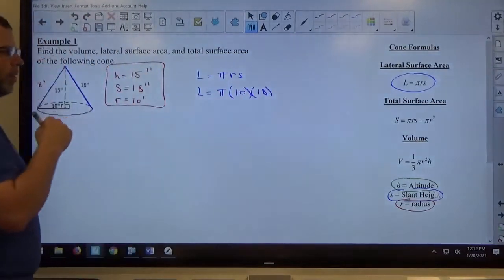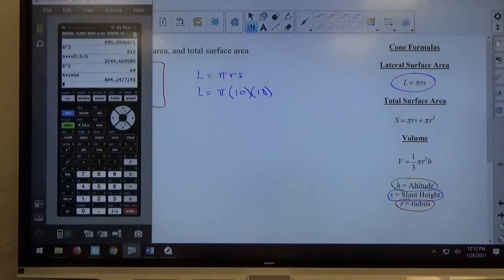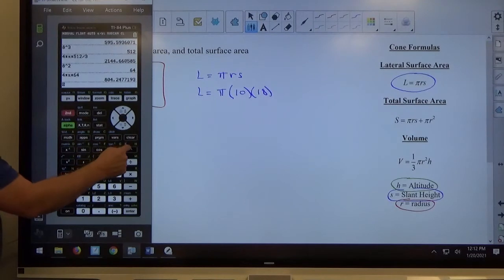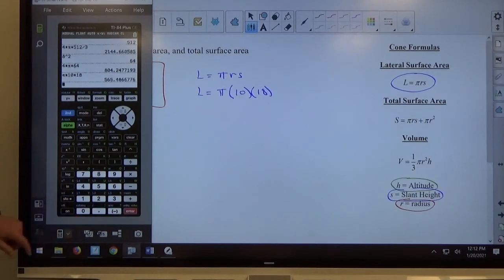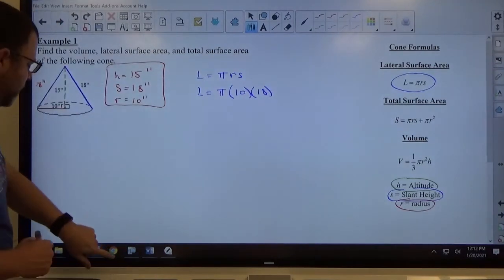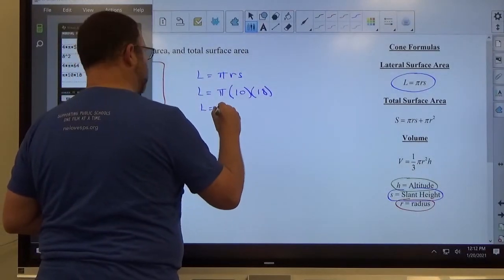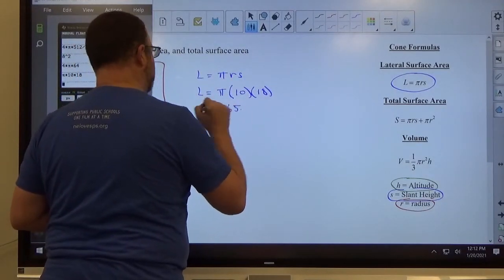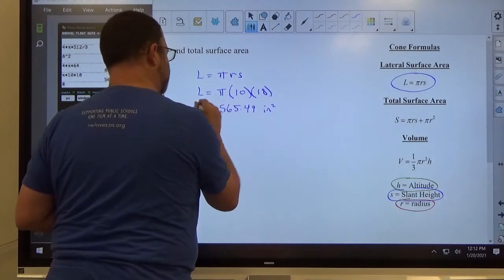These units are all inches, so lateral surface area, inches times inches makes inches squared. My calculator can calculate for me, so second pi, so get the pi button, times 10 times 18 gets me a lateral surface area of 565.49. If I go a couple decimal places, it doesn't specify, right? So since it doesn't specify a couple decimal places, it's fine. So my lateral surface area is 565.49 inches squared.